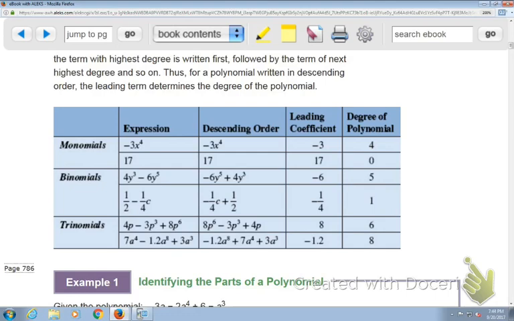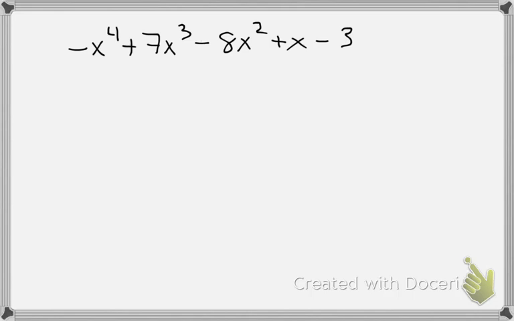All right. Now, usually, we'll be dealing with polynomials of a single variable. So I might give you, for example, negative x to the 4th plus 7x cubed minus 8x squared plus x minus 3. That's a polynomial. And it's not a special one because it's got how many terms? 5 terms. So no special name, right? It's not like we call it a quintinomial or something. Right.